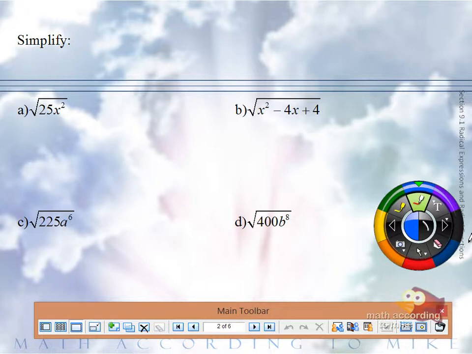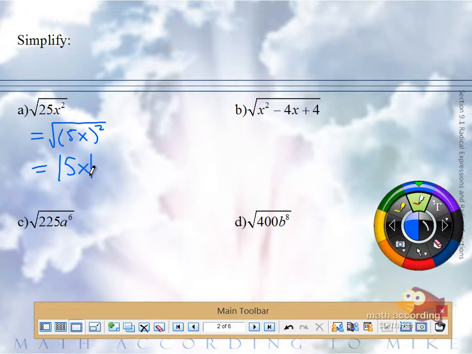Square root of 25x squared. There you go. So I want you to think of this as 5x quantity squared. Because we have a variable involved, when we apply the square root, we would get the absolute value of 5x.